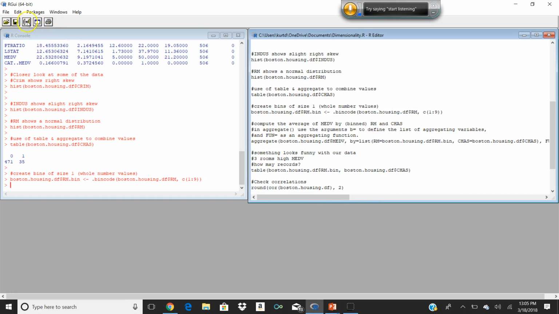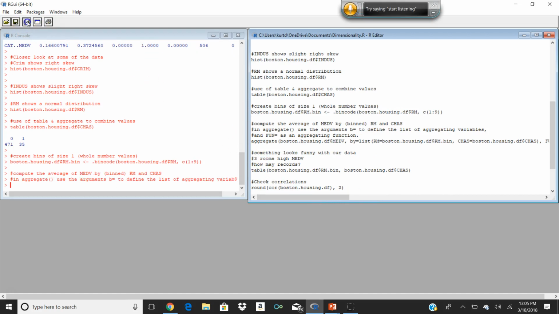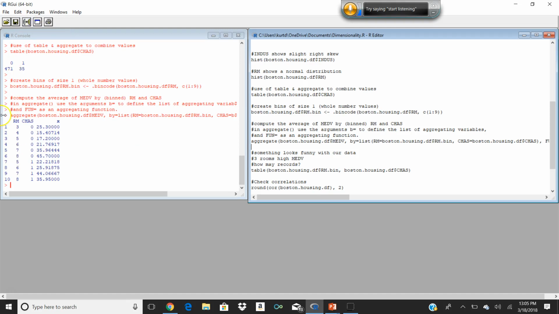All right, let's go ahead and run that. And there it is. Rooms are represented here. Proximity to the Charles River is represented here. The mean median value is represented here. And you'll see that I have a category where there are 3 rooms. It is not close to the Charles River. Category 4 rooms, not close. 5 rooms, not close. All the way up to 8 rooms, not close.